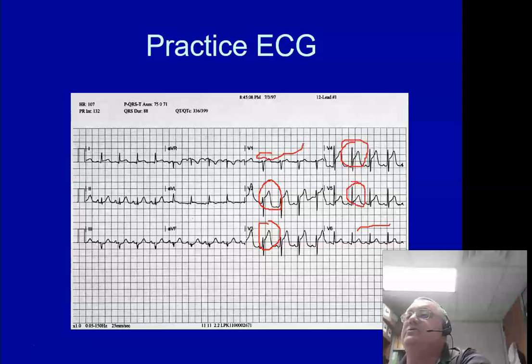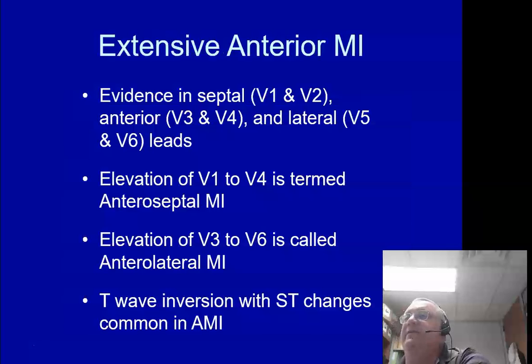Not quite sure. Do I see any reciprocal changes? I got a little bit of depression here. Okay, so that's good enough for me. So this is a septal, anterior, and lateral wall MI. So septal, anterior, lateral leads. It's again very, very probably a really bad MI going on in his left coronary artery.